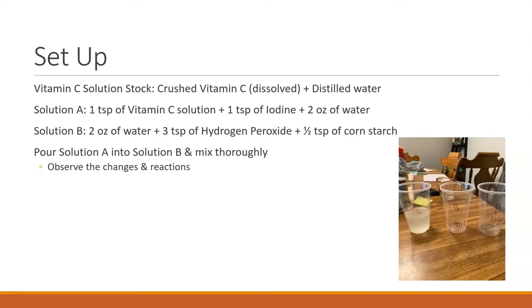All liquids are at room temperature. There was no addition of a microwave or heating of anything. They were all at room temperature.